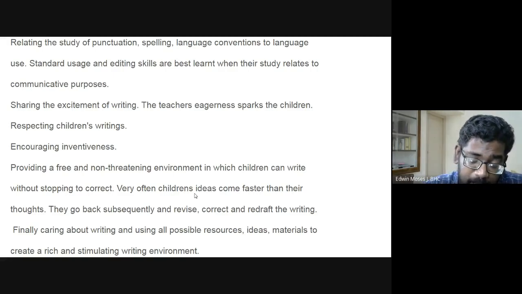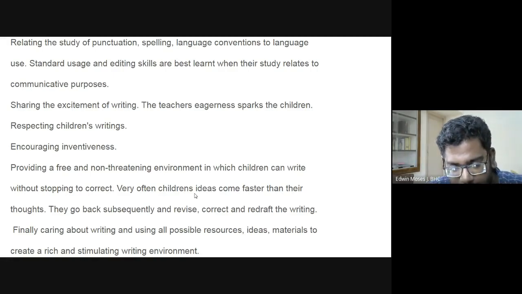Especially the underprivileged children will have very low self-esteem, and they will think they cannot write like that. You should motivate them. You can also write creatively and express yourself. Even if they scribble something, appreciate that, and they will slowly develop. As I told you, they are slow bloomers. Finally, caring about writing and using all possible resources, ideas, and materials to create a rich and stimulating environment.